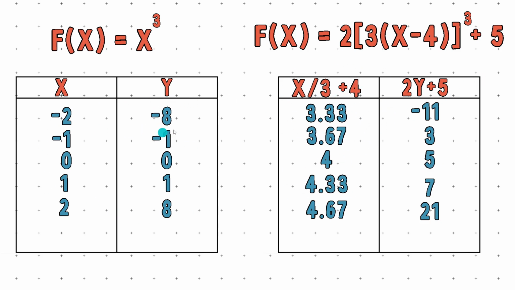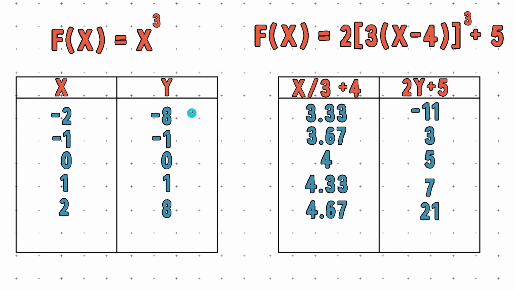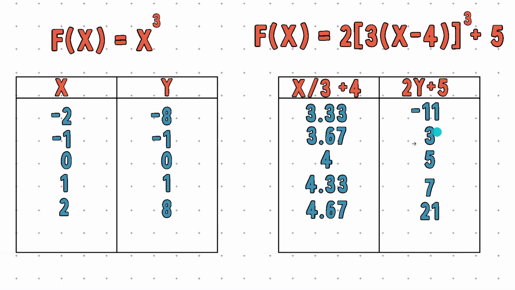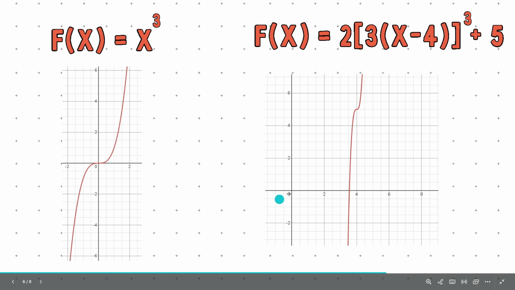For y, you just plug the y values into the equation. 2 times negative 8 plus 5 is negative 11. Negative 1 times 2 plus 5 is 3, and that's how I got all of these coordinates. If you were to use a graphing tool like Desmos, you could find how the graph actually looks, and using these graphs, we can confirm whether our coordinates are right.